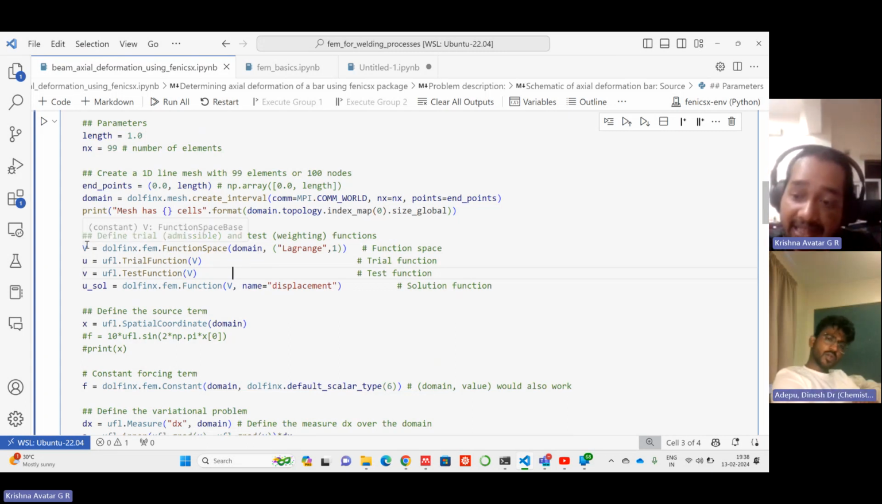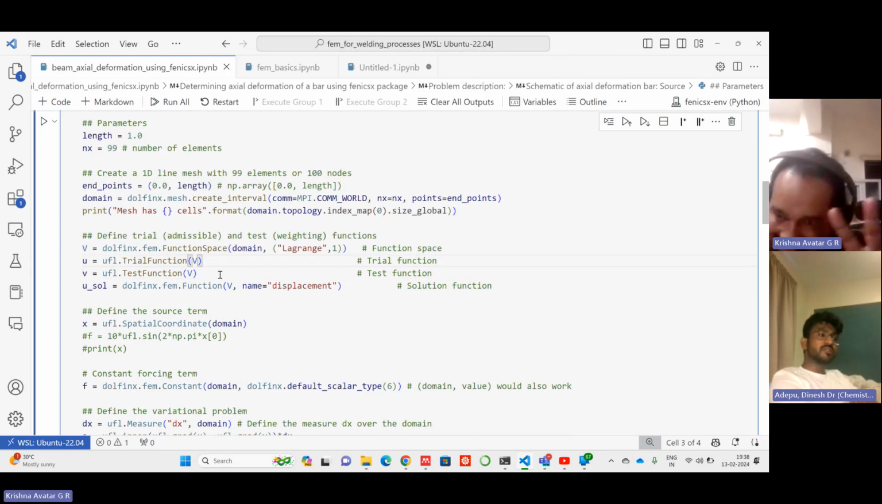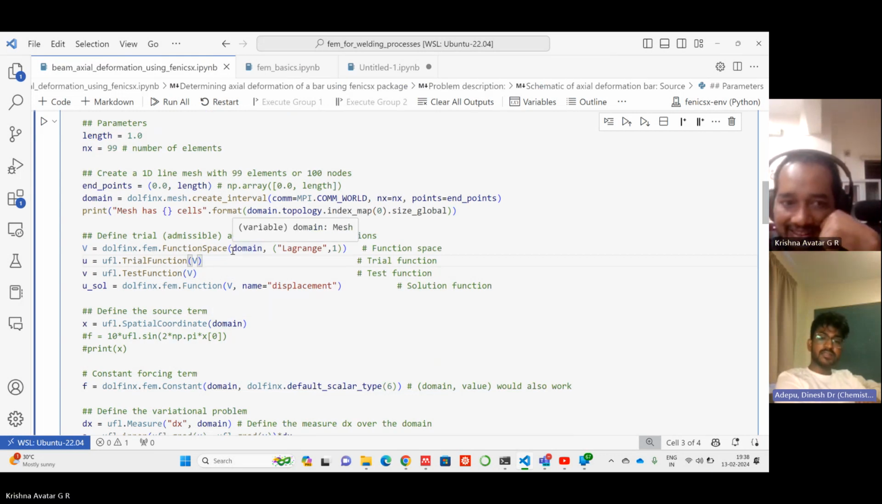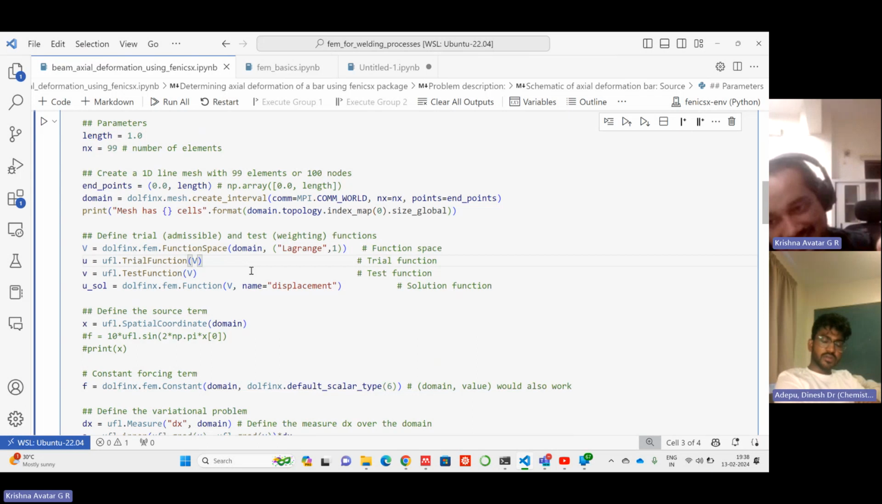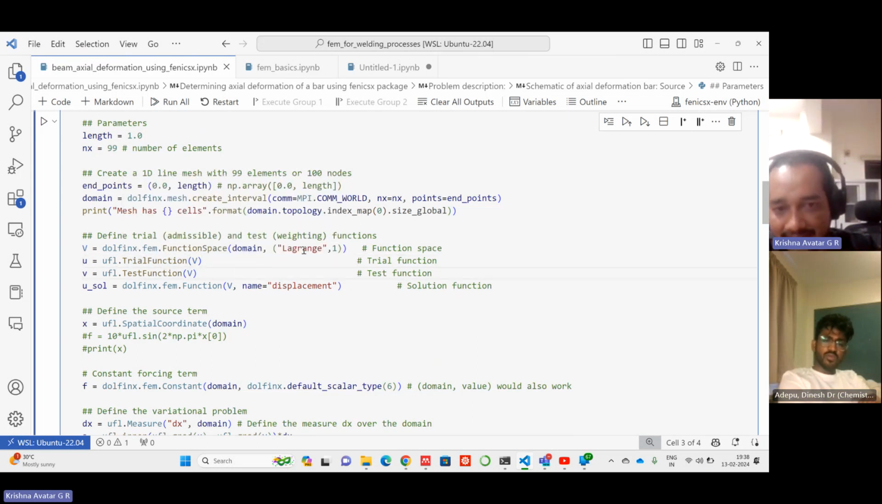So this V is nothing but S of h. What do you mean by function space? You first define this general function space, then you derive the trial space and test space from that. Exactly. So what we are doing is defining a function space over the domain using Lagrange shape functions, and we used first order.